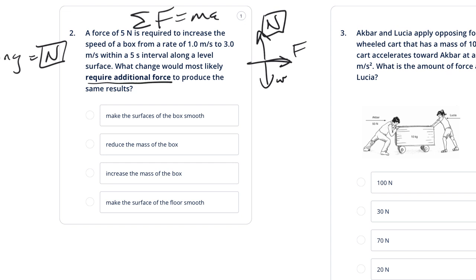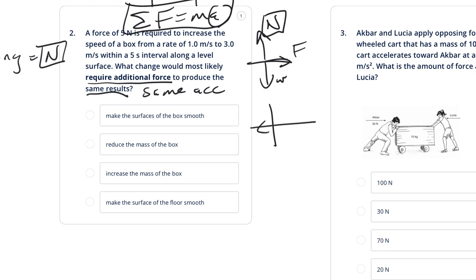Well, think about it. I think of the second law. So they want the same acceleration. If I want the same acceleration, and I increase the mass, what would I have to do to the net force? I'd have to increase the net force proportionally. Or if there was friction on it, and I wanted the same acceleration, I'd have to increase the force applied as well.